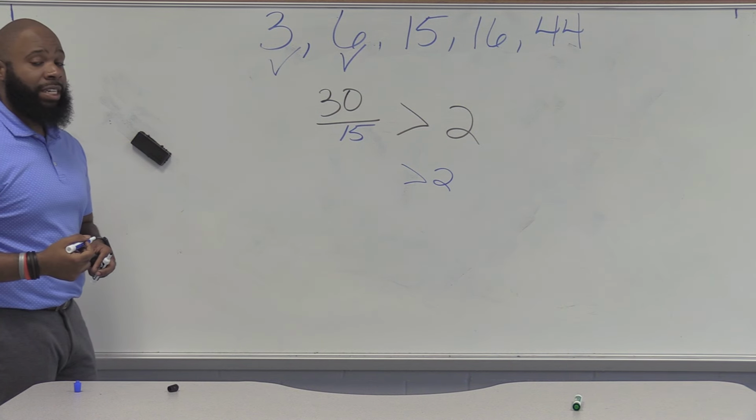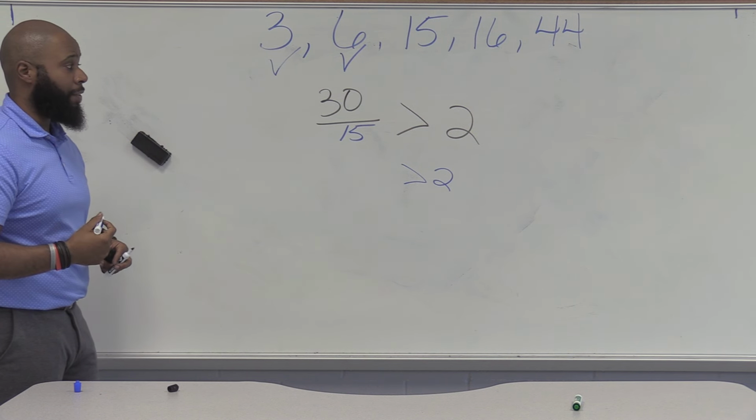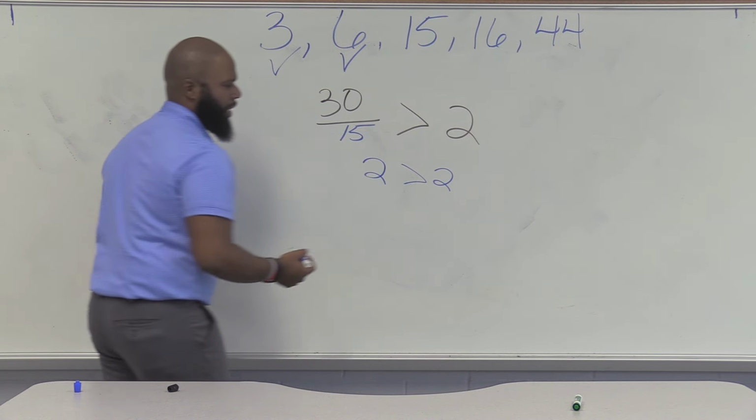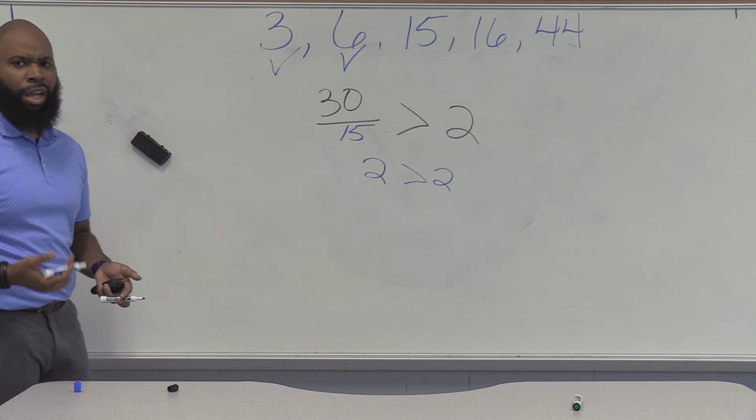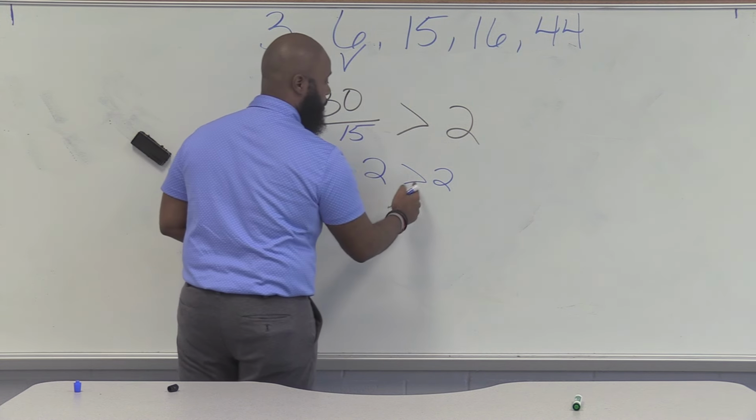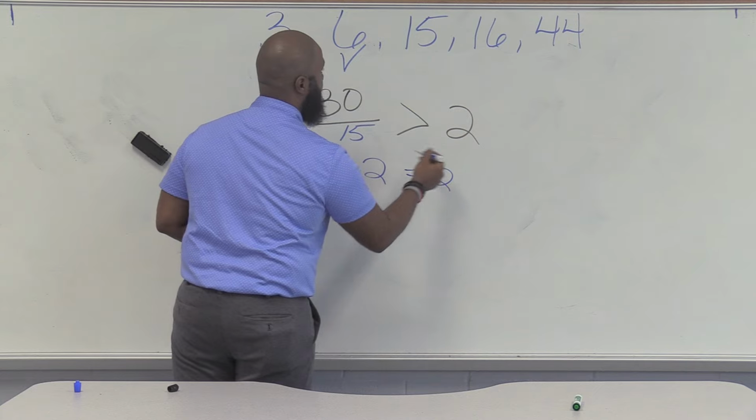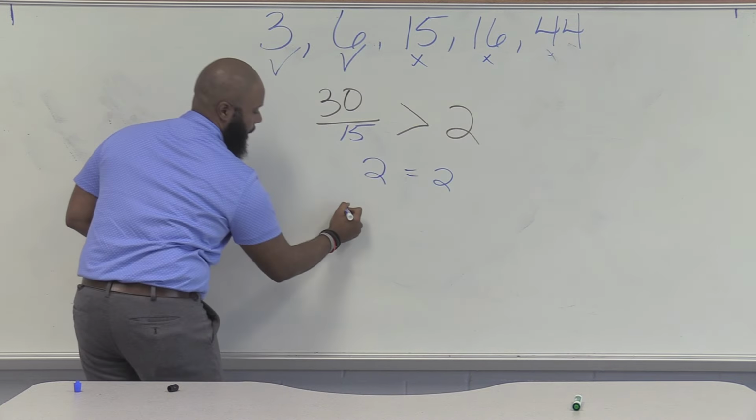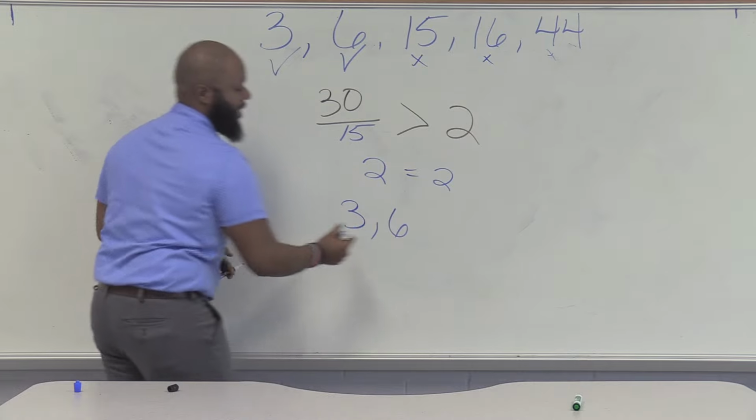$30 divided by 15, is that going to be greater than 2? Well, what's 30 divided by 15? It's 2. Is 2 greater than 2? No. 2 is equal to 2. So this can't be correct. So 15 won't work, 16 or 44. So my solutions are 3 and 6.